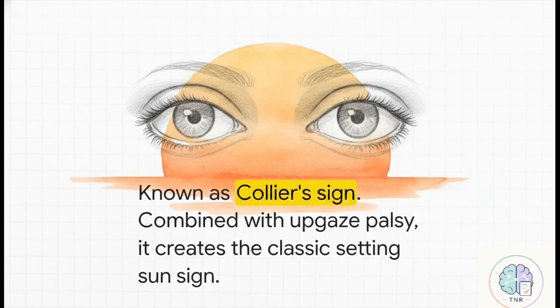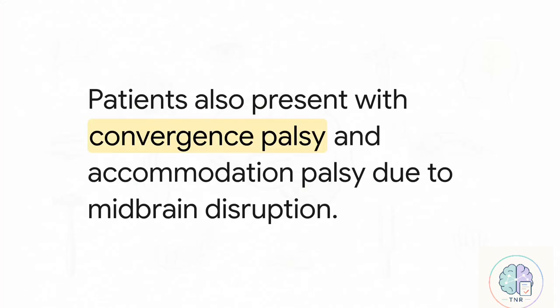The second core sign is lid retraction, clinically known as Collier sign. Imagine a patient with a retracted upper eyelid, combined with the absolute inability to look up. Their eyes naturally appear driven downward. This creates a visually striking clinical presentation famously called the setting sun sign. The third and fourth typical findings you really must look out for are convergence palsy and accommodation palsy. These findings just further highlight the extensive disruption of the highly localized visual control centers that are clustered right there in the dorsal midbrain.